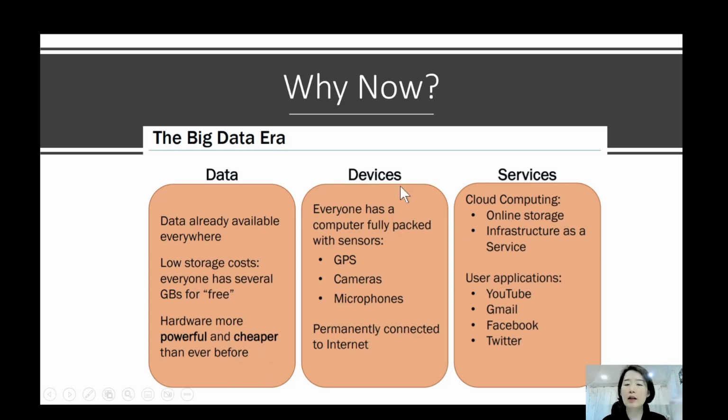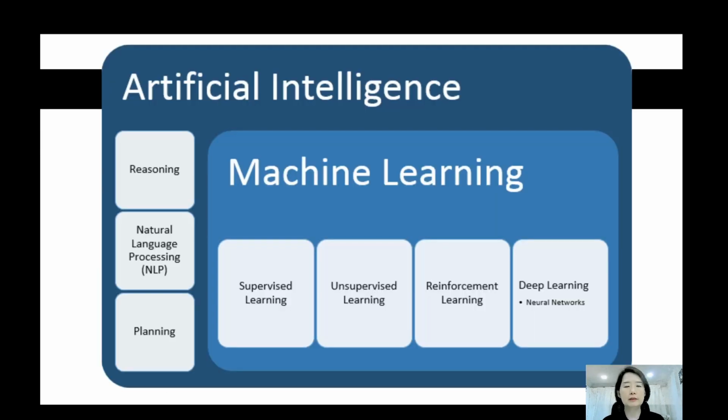We also have a lot of devices, computers fully packed with sensors like GPS, cameras, microphones, that collect data anytime, anywhere, every second. And the services that we have nowadays, especially cloud computing, offer online storage at lower cost and also offer infrastructure as a service. For user applications, we have YouTube, Gmail, Facebook, Twitter, and so on. All these are some of the drivers that cause machine learning to become so very important nowadays.